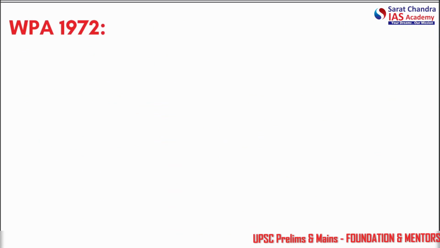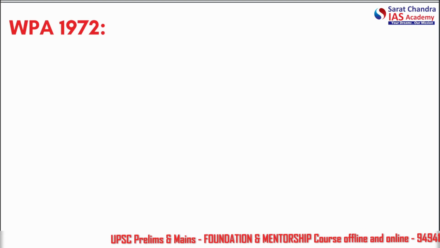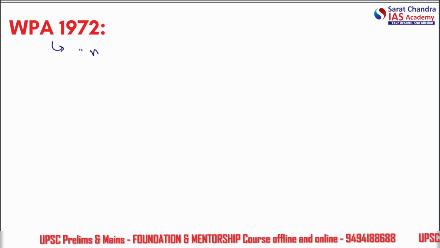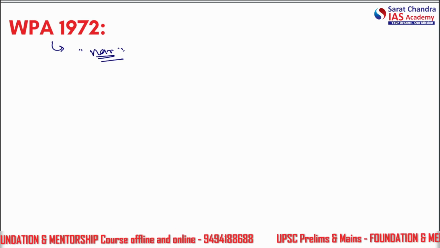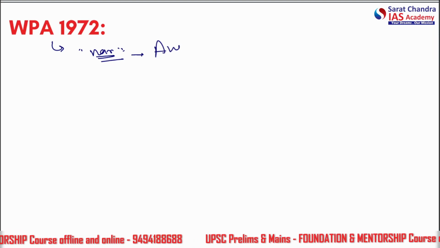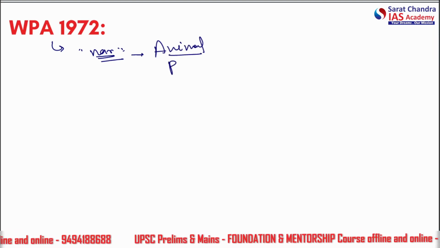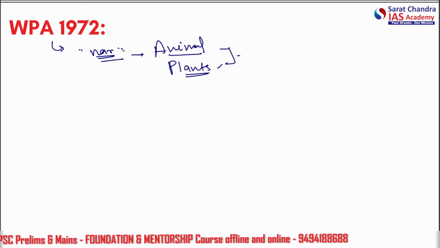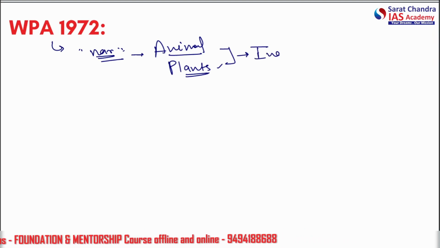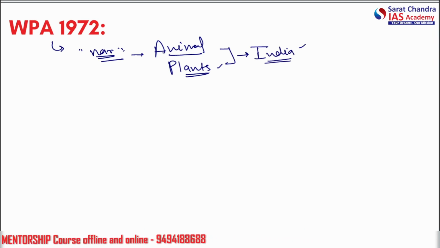Now let's talk about the WPA 1972. What does our Wildlife Protection Act say? It defines these species in a narrower context than the CBD. They are defined as a species of animal or plant. It's only dealing with animals or plants, not fungi and microorganisms. And which are not native to India. So it has to be non-native to India. It should have come from somewhere outside, and whose introduction or spread may threaten or adversely impact wildlife or its habitat.